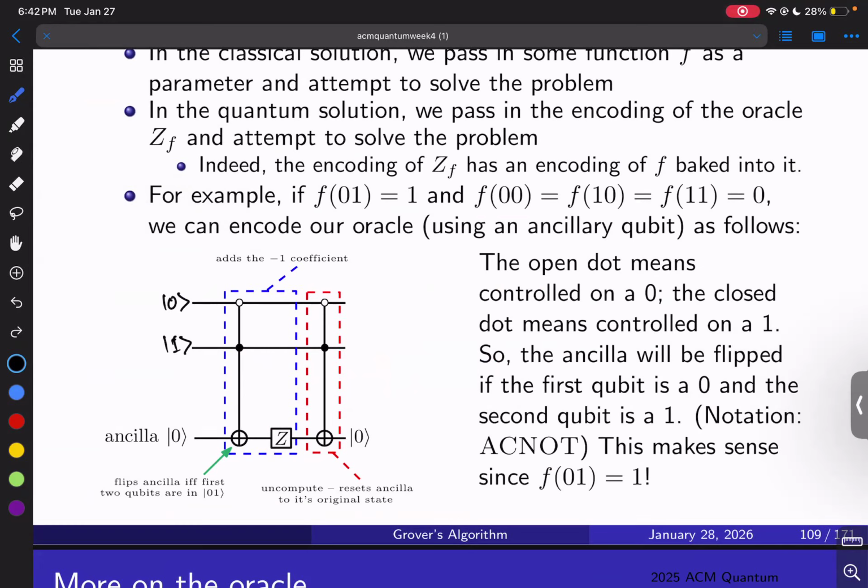In essence, what this will do is keep the top two qubits the same, and if the top two are in 01 specifically, it'll add the minus sign. That's pretty much all it's doing. Pretty much we're only flipping the ancilla from 0 to 1 if the two inputs are in 01, which are denoted by an anti-control and a control.